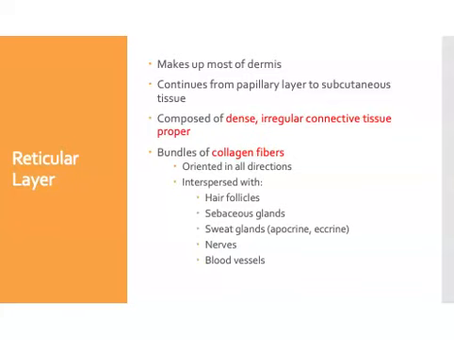Now, in the reticular layer, you will also find all those accessory structures that we talked about. Hair follicles will be located here, sebaceous glands, the two different kinds of sweat glands, the eccrine and the apocrine. There'll be nerves in the reticular layer and blood vessels.